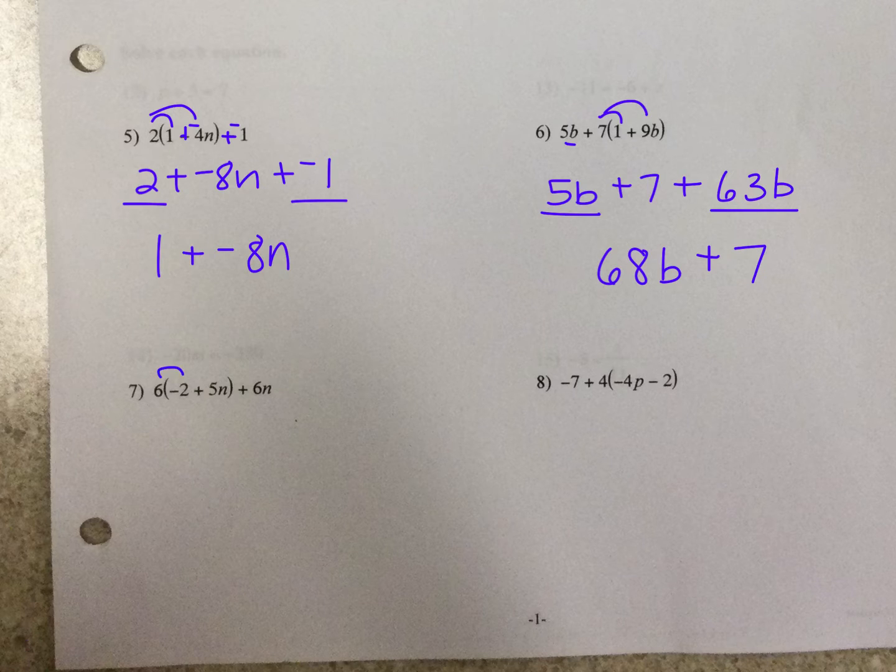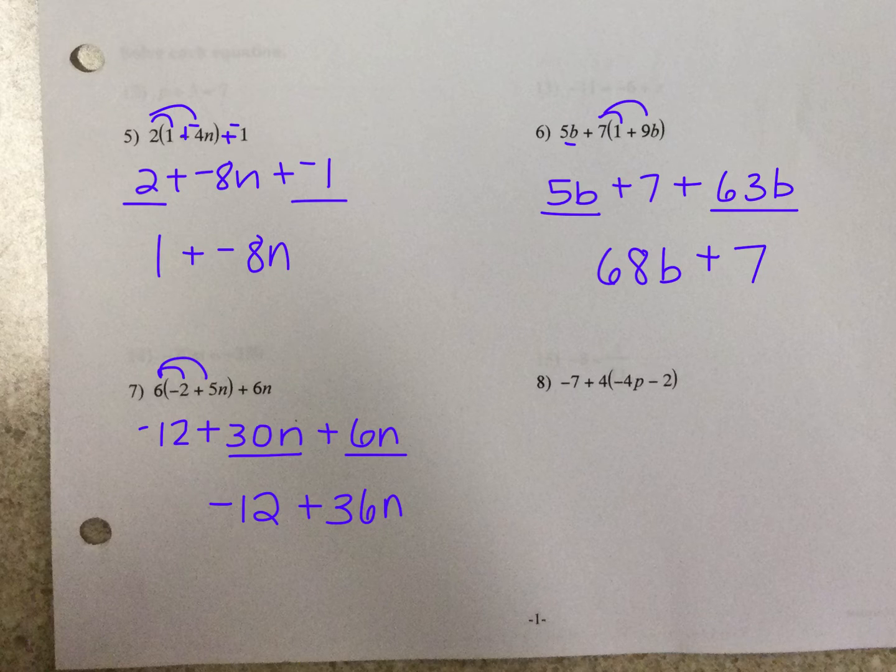All right, this time I distribute this 6, negative 12, plus 6 times 5 is 30n, and then I just copy down my 6n. Now I can put these guys together. Copy down the negative 12. 30 plus 6 is 36n.